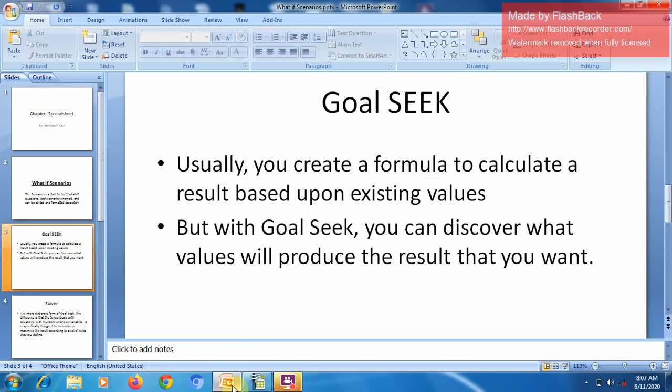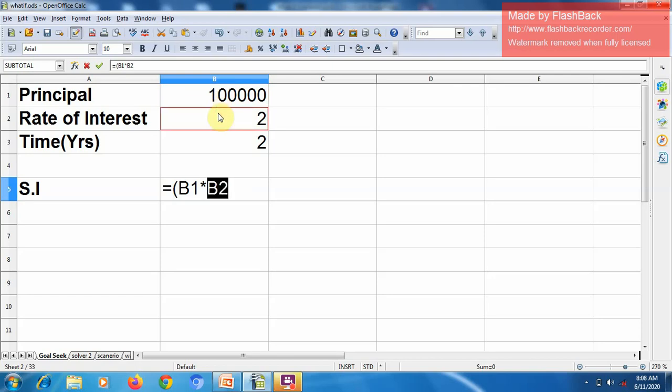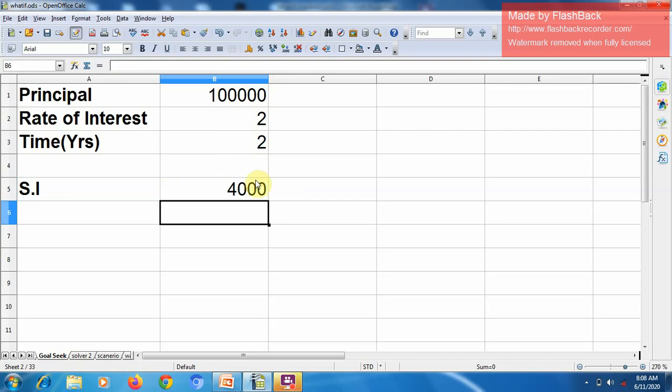Let's see with the help of a practical example. We have some quantities: principal amount 1 lakh, rate of interest 2, and time period 2 years. We can simply calculate simple interest by a formula: principal into rate of interest into time period, divided by 100. This is 4000.